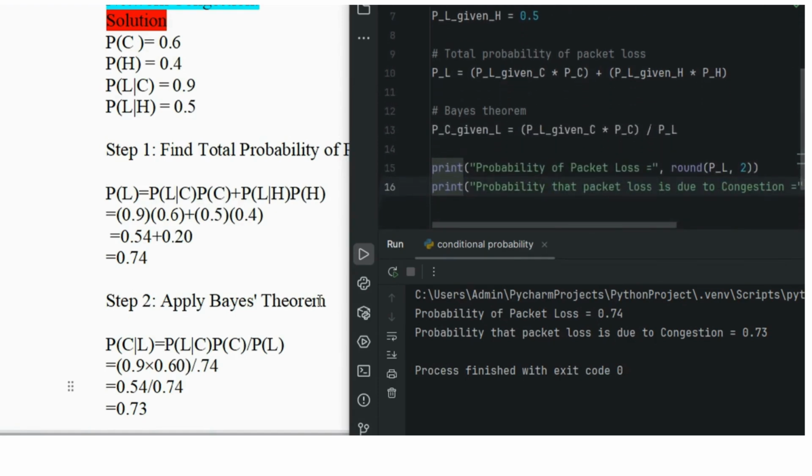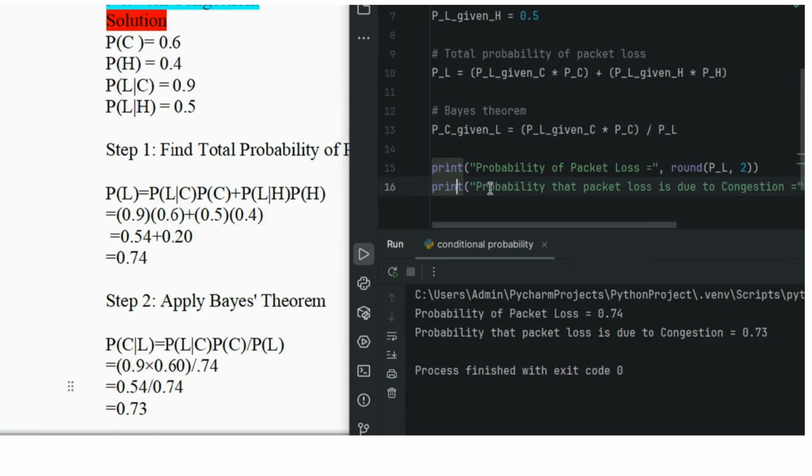Next, for Bayes theorem, probability of C given L is nothing but probability of L given C times probability of C divided by probability of L. Once you are done with the equations, in order to display the answer, you give the command print. Okay, so this is the probability of packet loss, which we give under double quotation. And in order to check the value, since we need only up to 2 decimal places, we round the total probability value to 2.